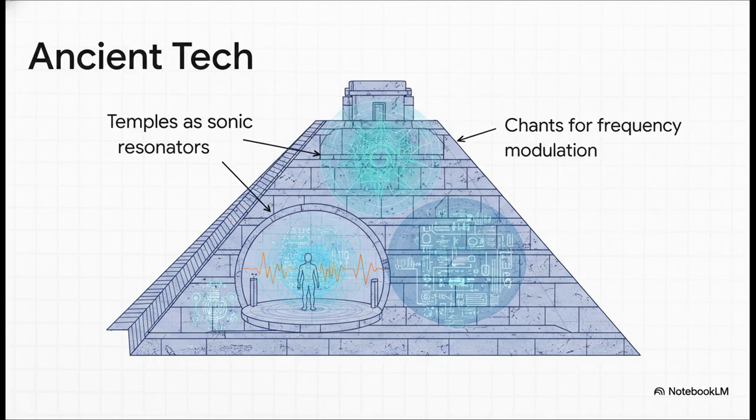Let's look at the ancient tech. For centuries, interfacing with the reality field was all about resonance technology. Temples were built as massive sonic resonators. Chants and mantras were used for frequency modulation. Vibration was a direct tool to alter physical states. And symbols, well, they were just compressed data packets used to program consciousness.